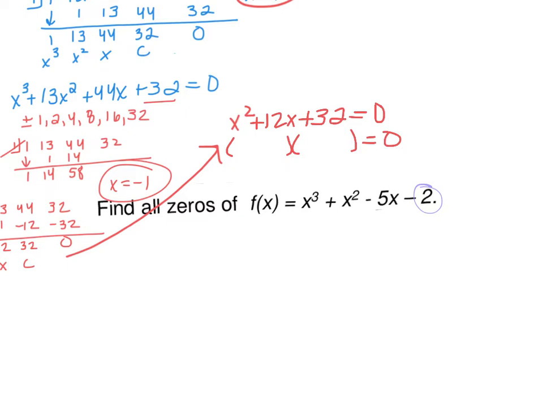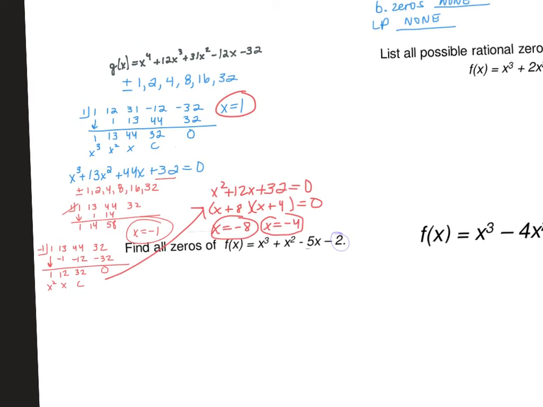But here, this one happily works out. What are the factors of 32 that multiply to give me a 32 but add to give me 12? Perfect. 8 and 4. Doesn't matter the order. Plus 8 plus 4. So you have 2 more zeros down here at negative 8 and at negative 4. At the beginning, we circled the highest exponent, which was the 4th power, and we said, oh, we're going to have 4 answers. There's our 4 answers.